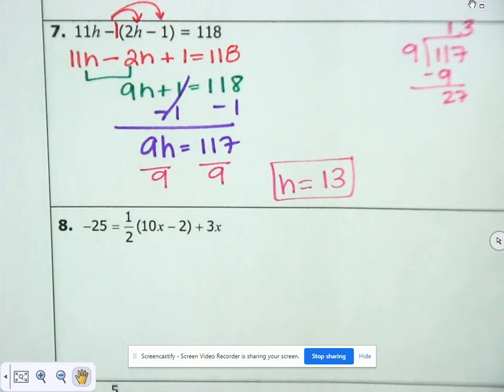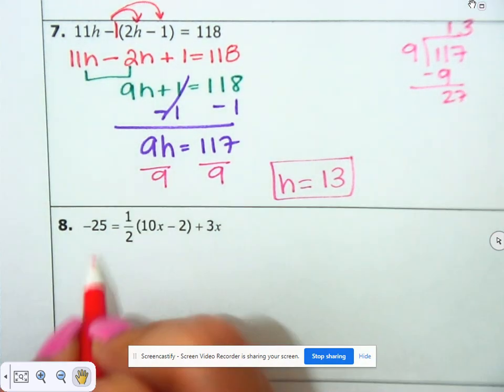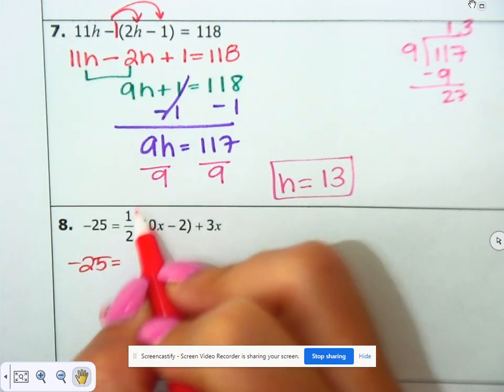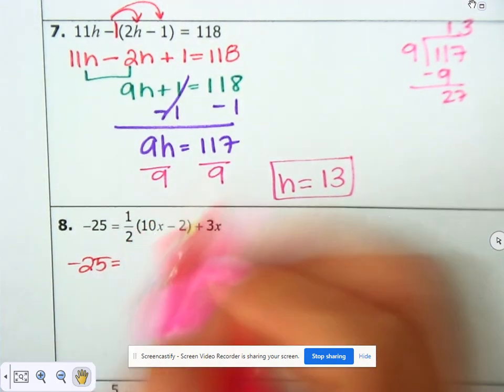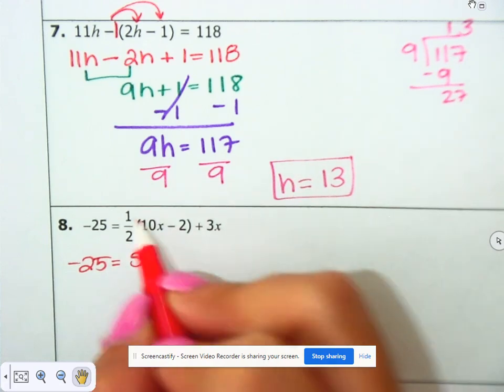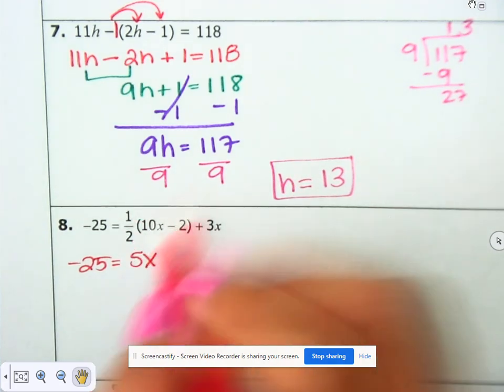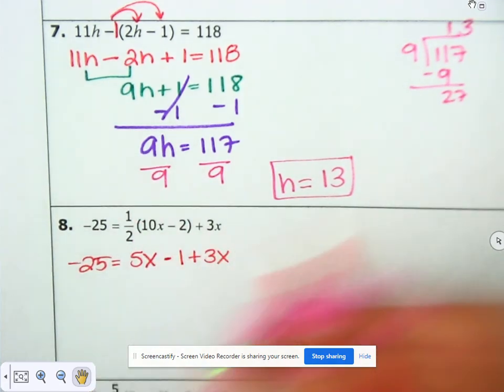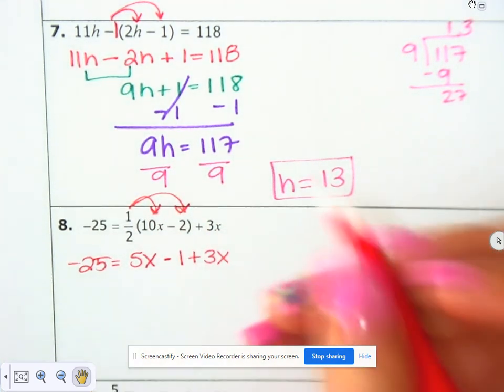All right, now 8 and 9 were our fraction problems that we talked about. But remember, all you're doing still is multiplication for distribution, okay? But when you do that, a lot of times you're just multiplying and dividing when you simplify, okay? So basically what I'm doing, the negative 25 is going to stay here. I'm doing 1 times 10, which is 10, and 10 divided by 2, which is going to give me 5x. 1 times negative 2 is negative 2, divided by 2 is negative 1. So that's all I'm doing. I'm doing 1/2 of 10x and 1/2 of negative 2.